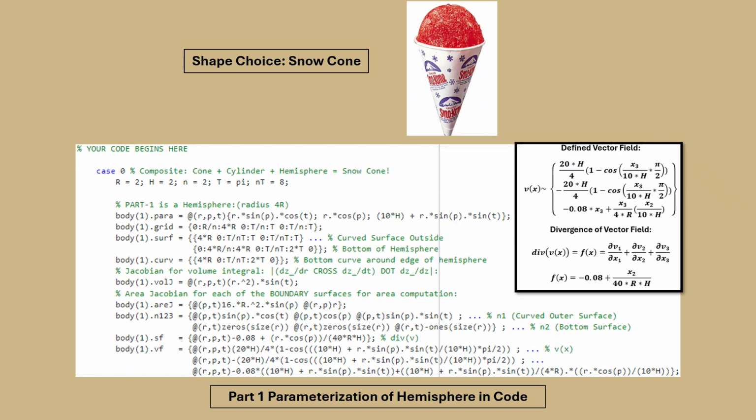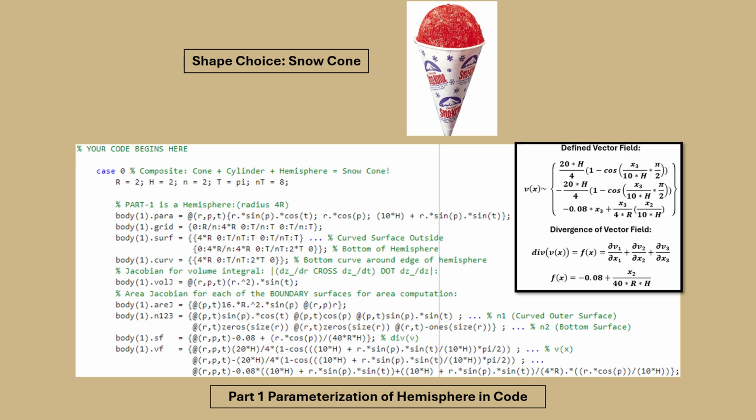Here is the MATLAB parameterization of the hemispherical portion of my snow cone. Most of the code has been carried out from previous weeks, but the updated portion is the scalar field and the vector field functions. You can see that the vector field has the respective x1, x2, and x3 values plugged in from the hemispheric parameterization.